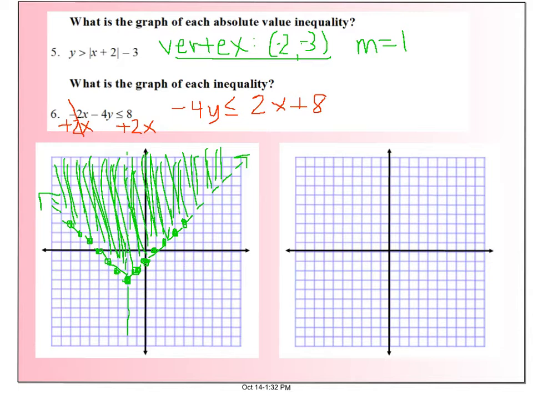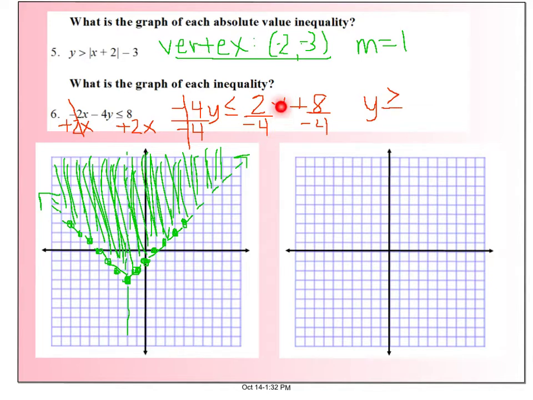Now I still don't have my y by itself, so I need to divide by negative 4. Divide by negative 4, divide by negative 4. And when I do that, I cancel out on the left, so I'm left with y. But remember, I just divided by a negative, and when I divide or multiply by a negative and I have an inequality, I have to flip my sign. So I have y is greater than or equal to.